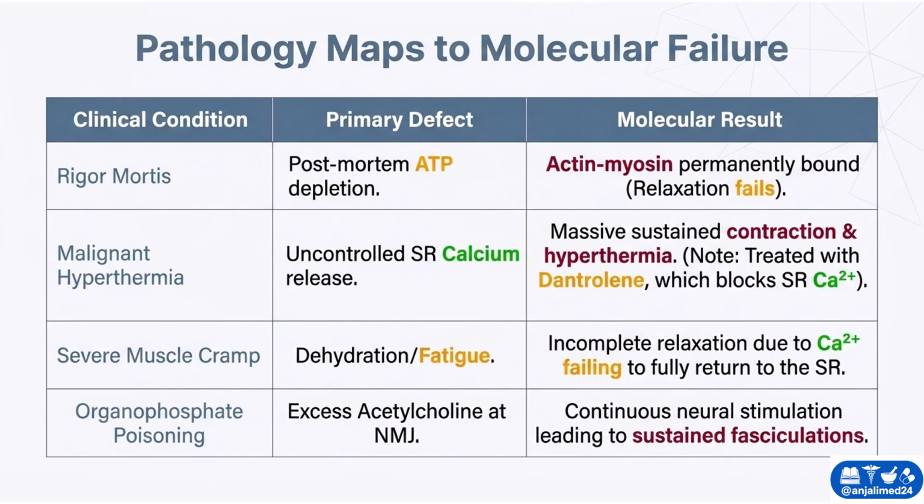So, despite appearing as completely different diseases, all four conditions are actually failures of the same contraction-relaxation system. Rigor mortis represents ATP failure, malignant hyperthermia represents uncontrolled calcium signaling, severe cramps represent incomplete calcium recovery and energy depletion, and organophosphate poisoning represents uncontrolled neural stimulation. This is why understanding basic physiology is so powerful. Once you understand the molecular machinery, clinical pathology becomes much easier to decode. And that is the central lesson of this slide. Every muscle disorder is ultimately a problem of energy, calcium, or neural control.